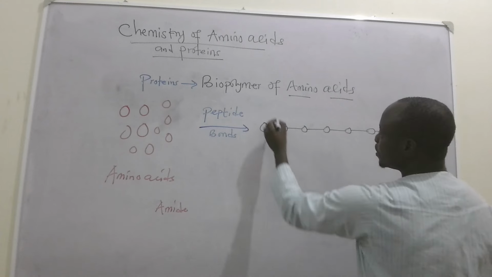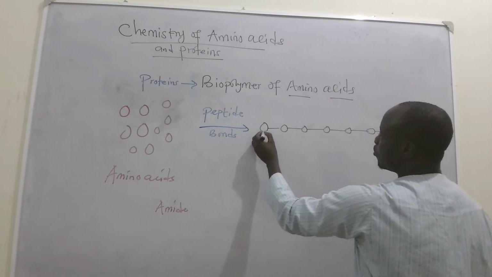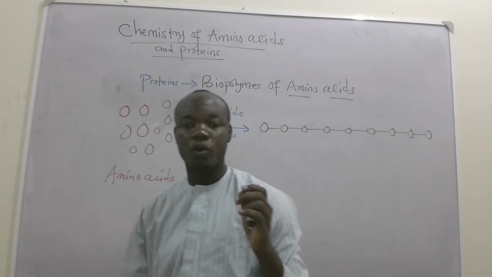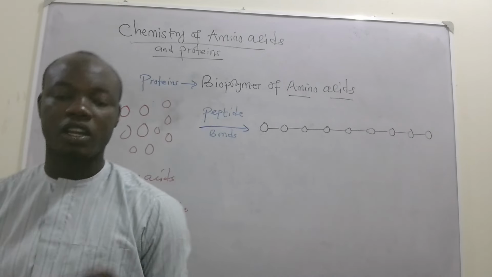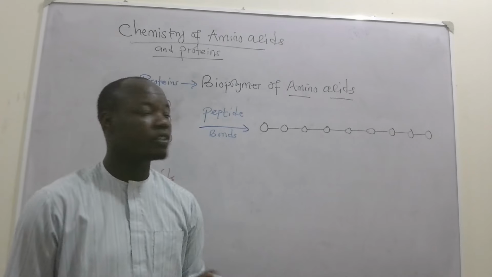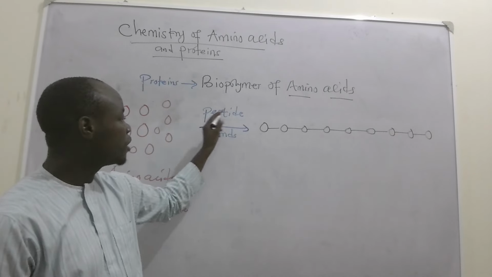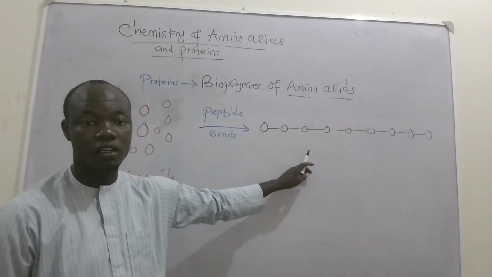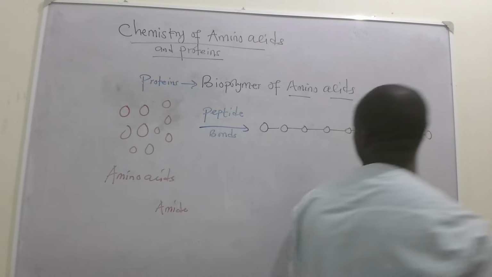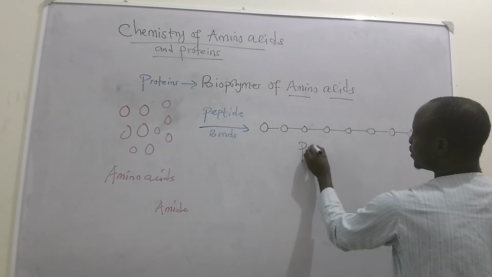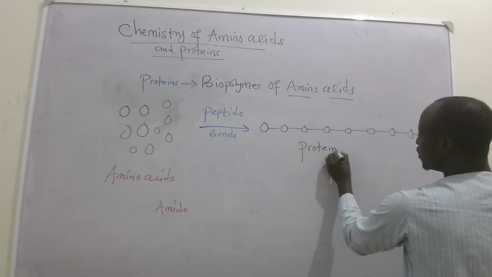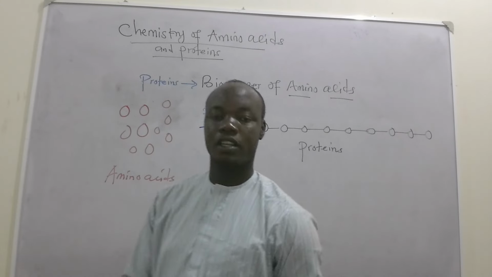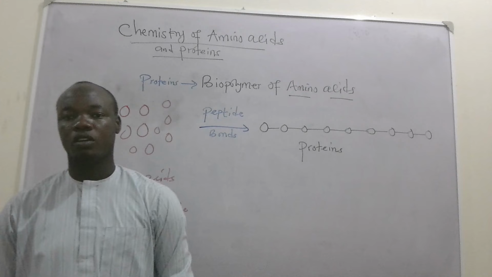So this is your protein. One amino acid is joined with another amino acid through a peptide bond. Therefore, these peptide bonds link one amino acid to another to generate a protein. Amino acid is the building block of proteins.